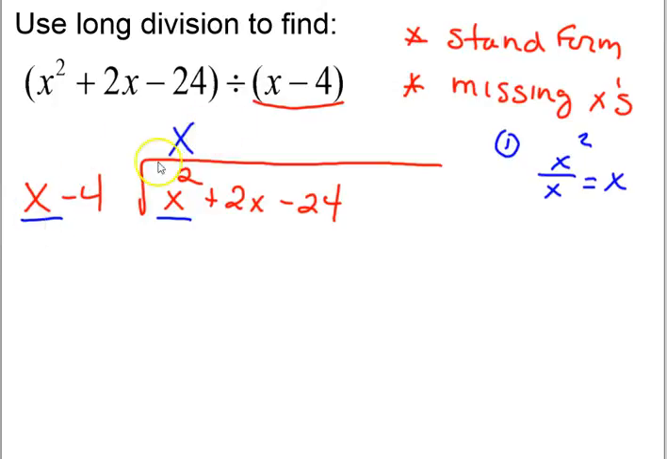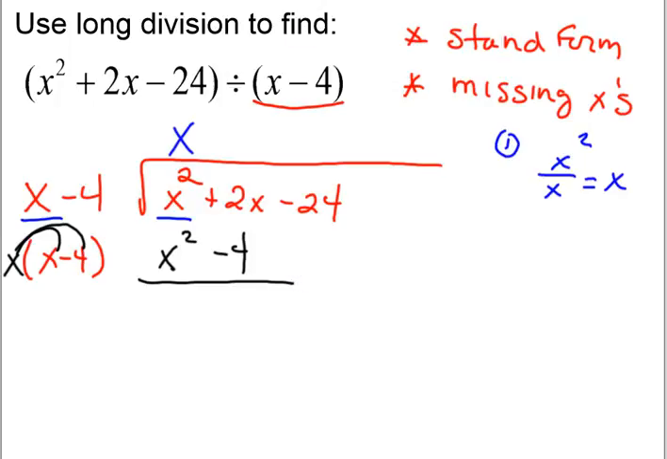Now I'm going to do some multiplication, and I want you to write this out over here. I'm going to take x and multiply it by x minus 4. When I figure that out, I'm going to write the result underneath, just like I did in the other example. x times x is x squared, and x times a negative 4 is a minus 4x. Now I'm going to subtract. When I subtract, that means I'm going to change all my signs. This becomes a minus, and that becomes a plus. So x squared minus x squared goes to 0.